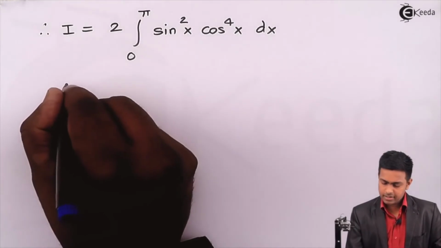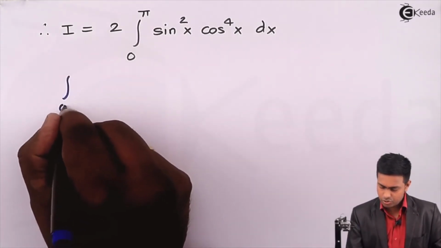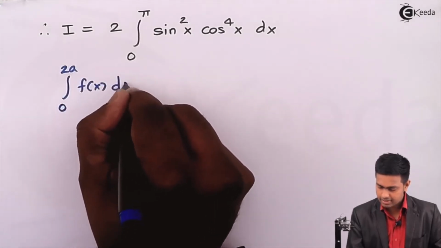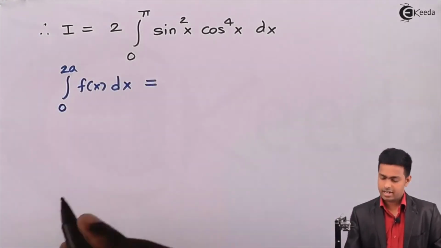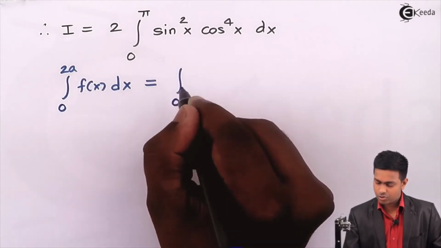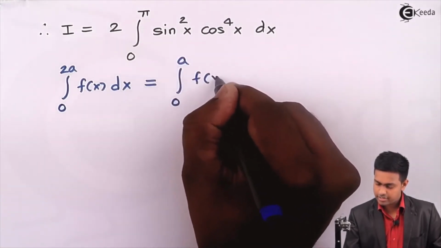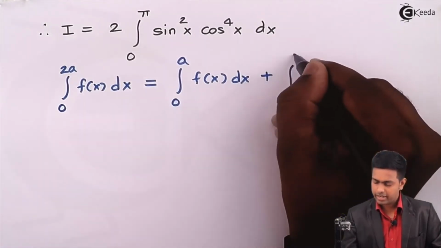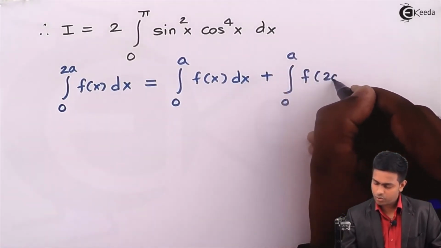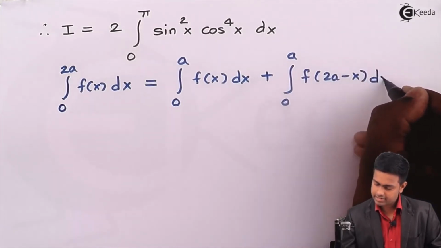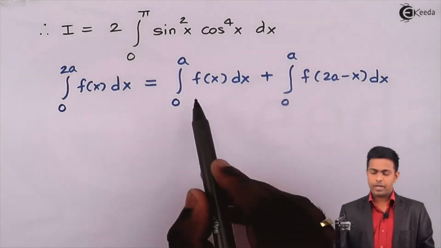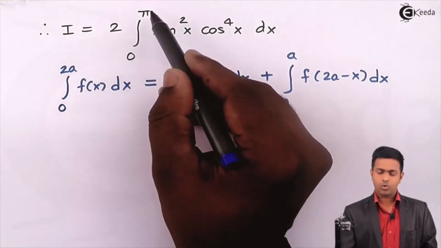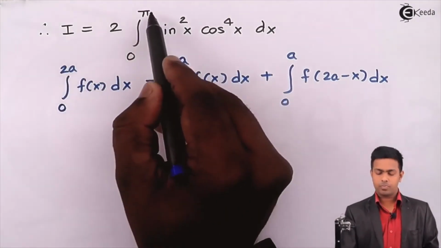The property says that the integration from 0 to 2a of f of x dx can be written as the integration from 0 to a of f of x dx plus the integration from 0 to a of f of 2a minus x dx. So guys, if we apply this property, then here 0 to 2a is 0 to pi, which means the value of 2a is pi.